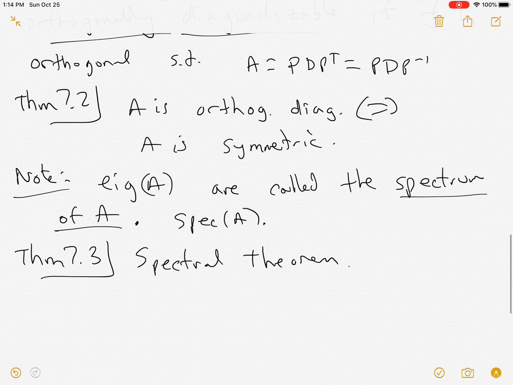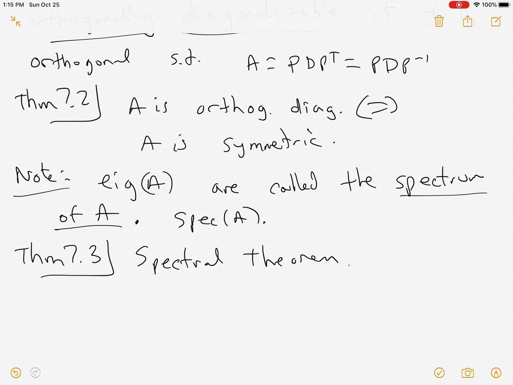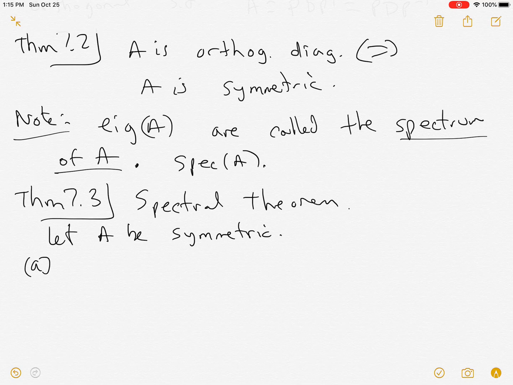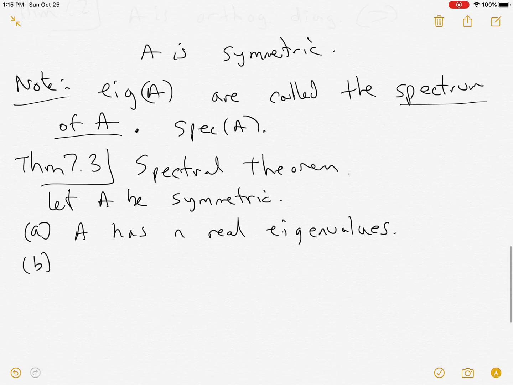I vaguely remember proving this for some class in grad school because the proof is not trivial at all. And so you start off with, you let A be symmetric. And there's 4 things here. 1, A has n real eigenvalues, including multiplicities. And your book writes this differently. I don't like their notation, so I think mine's much better.